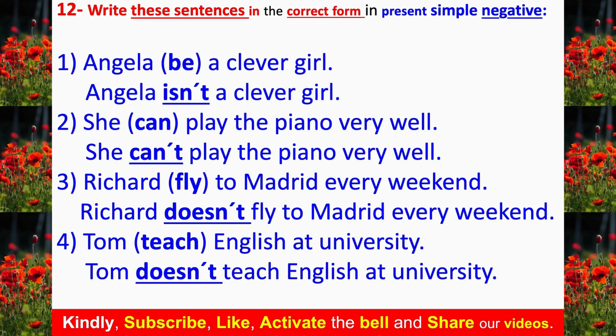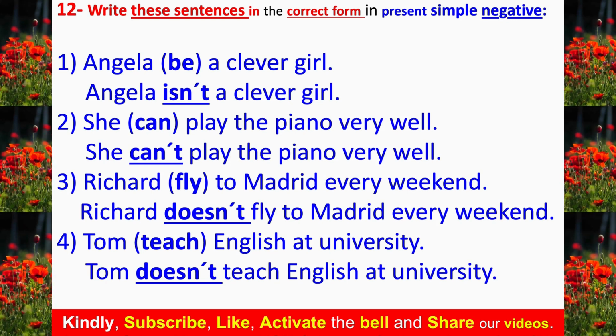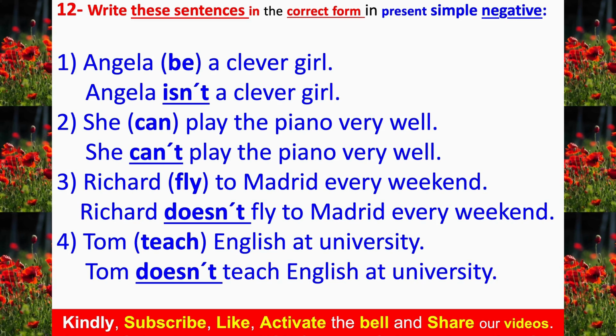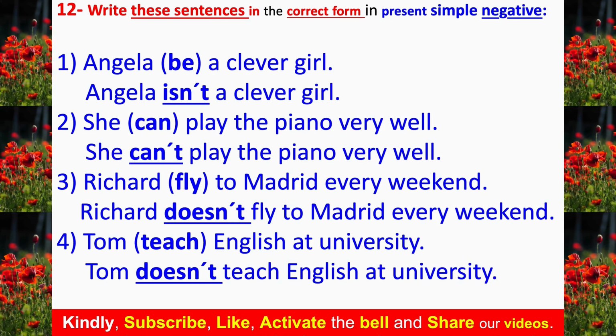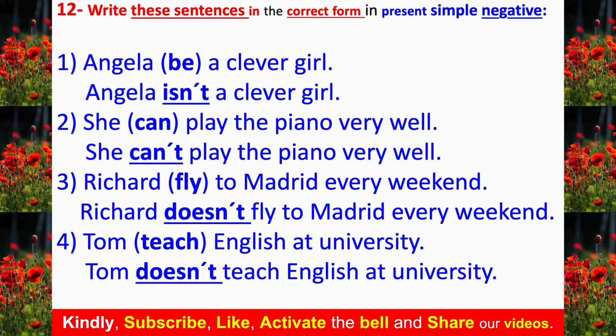So now we have Richard fly to Madrid every weekend. Richard doesn't fly. When we have a normal verb, always with he, she, it, we put doesn't. So Richard means he. Richard doesn't fly to Madrid every weekend. And Tom teach English at university. Tom means he, so he doesn't. Tom doesn't teach English at university. As we said, in the negative form, the verb remains in the infinitive. The verb doesn't take S, ES, or IES.